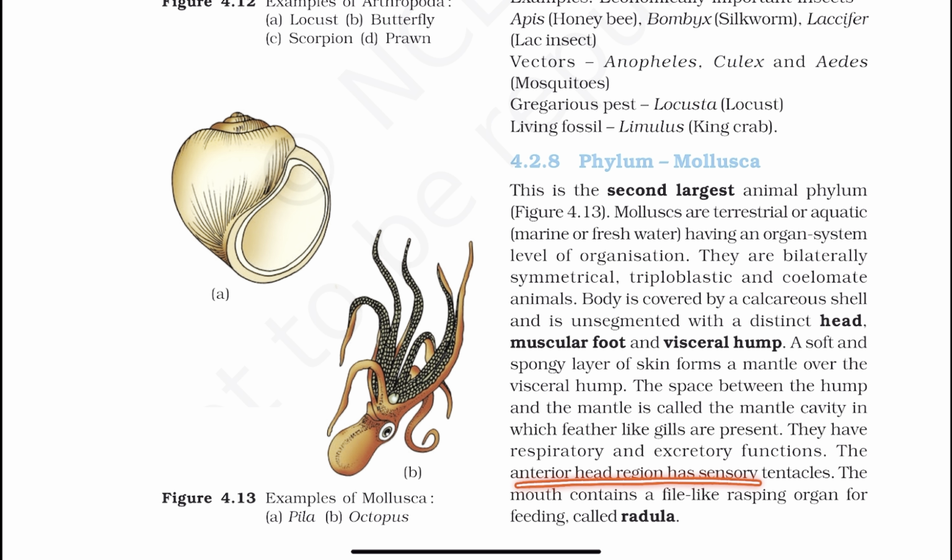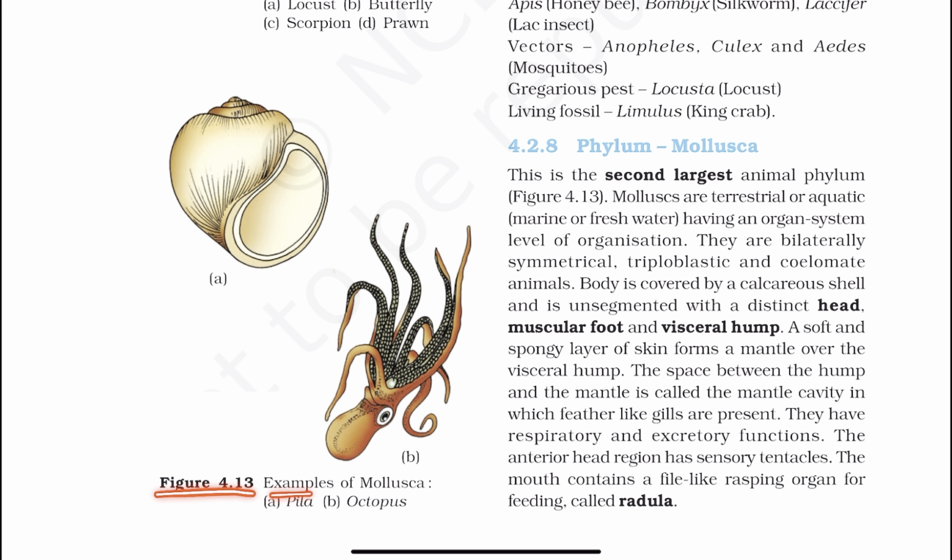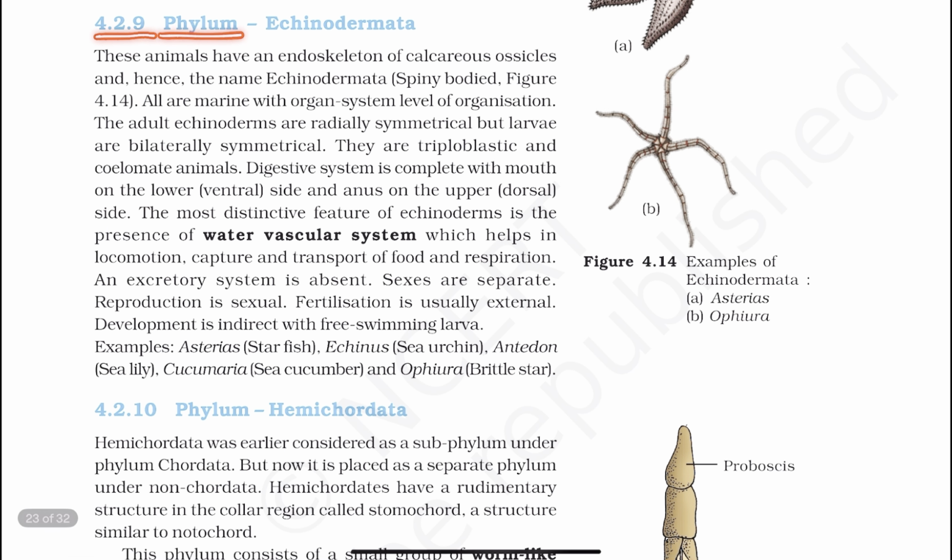The anterior head region has sensory tentacles. The mouth contains a file-like rasping organ for feeding called radula. They are usually dioecious and oviparous with indirect development. Examples: Pila, apple snail; Pinctada, pearl oyster; Sepia, cuttlefish; Loligo, squid; Octopus, devilfish; Aplysia, sea hare; Dentalium, tusk shell; and Chaetopleura. Figure 4.13 Examples of Mollusca. A. Pila. B. Octopus. 4.2.9 Phylum Echinodermata.